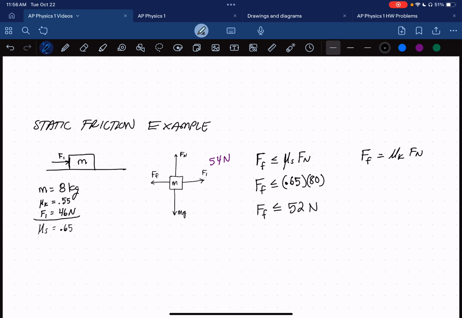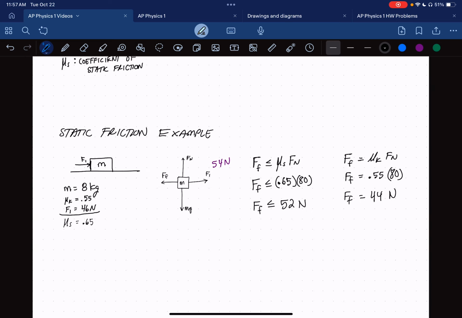So we'd have to do it this way, which we've already calculated. This is from the previous example. This would be 0.55 times 80, which I think was 44. We didn't explicitly calculate this, but it was in the equation. Okay.